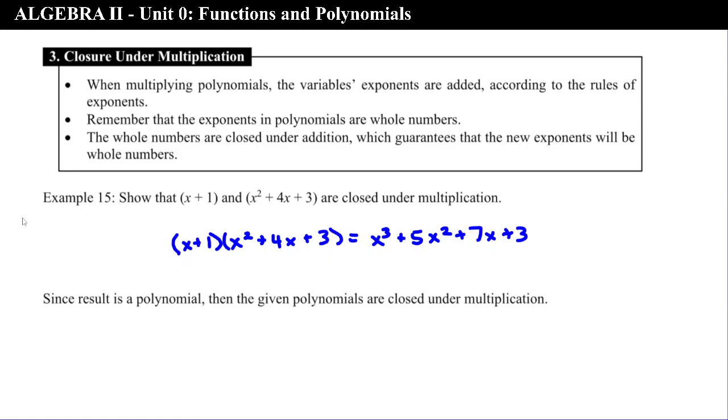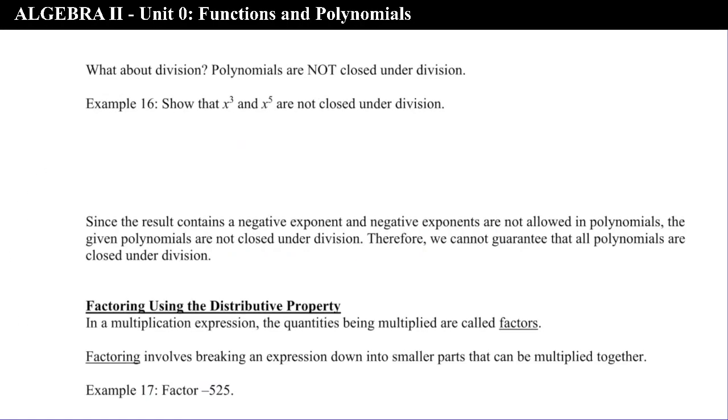Well, now probably your big question is, how about division? Well, division, as it turns out, is not an operation where polynomials are closed. And here's a simple example to show you that. We have x to the third, which is a polynomial. It's a monomial, but remember, monomials are polynomials themselves. So you got x to the third, and we're going to divide it by x to the fifth. Well, we can use our exponent rules to find that this is x to the 3 minus 5, which would give us x to the negative 2.